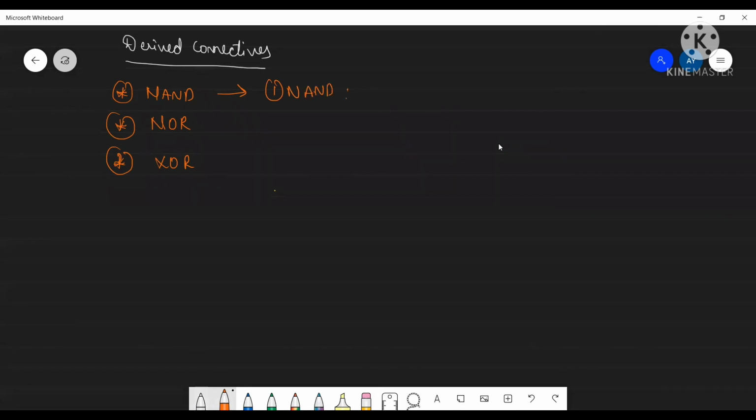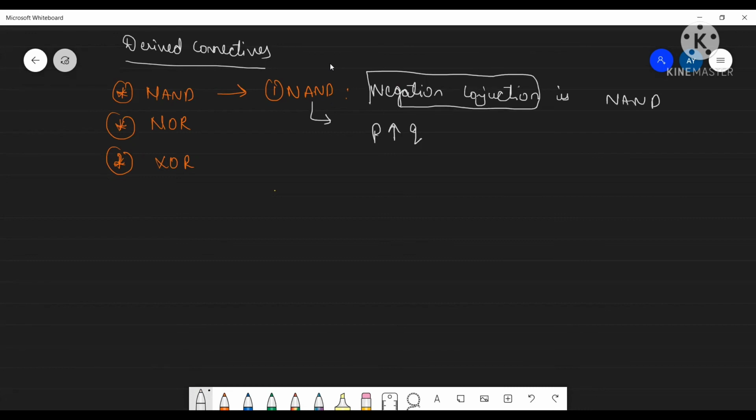The negation of conjunction is defined as NAND. I hope you remember the definition of conjunction. So the negation of conjunction is defined as NAND. This is denoted by P up arrow Q. It is the negation of conjunction, and it is denoted like this. You have to put an up arrow.